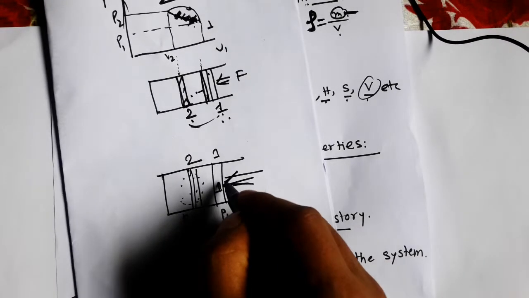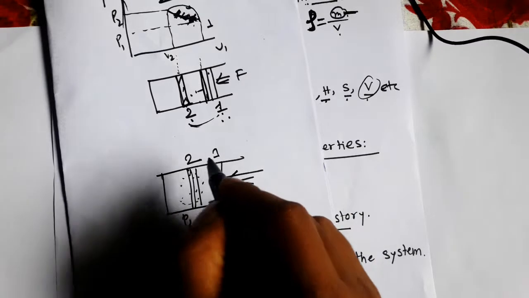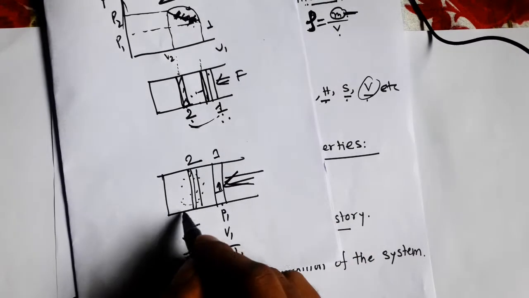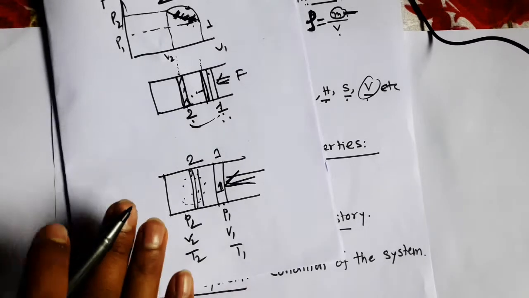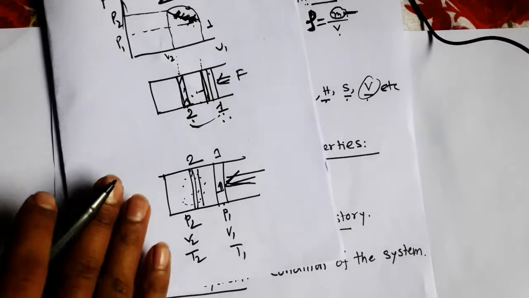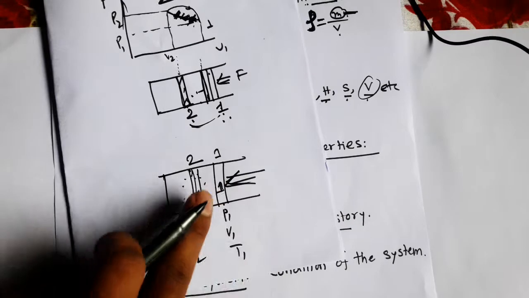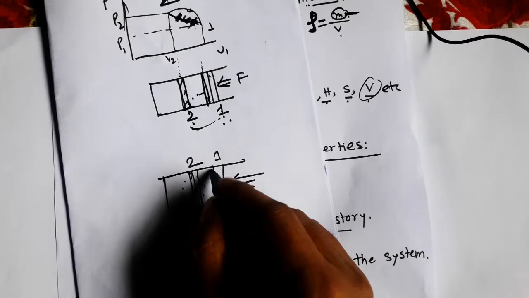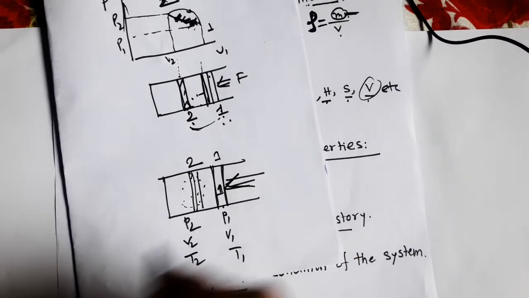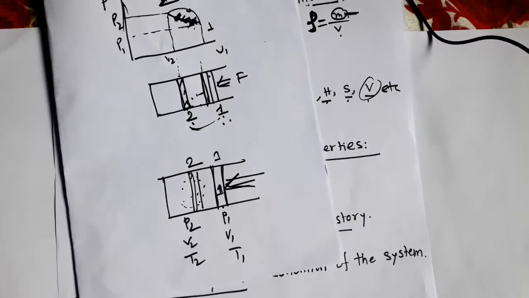So at any position of the piston, we can measure the pressure, volume, temperature, density, everything. Every property can be measured at any instant of the piston position. So all the properties are point functions. At any instant we can measure these properties. Now what is exact differential?